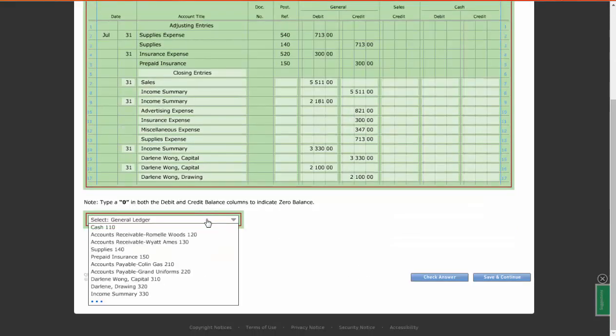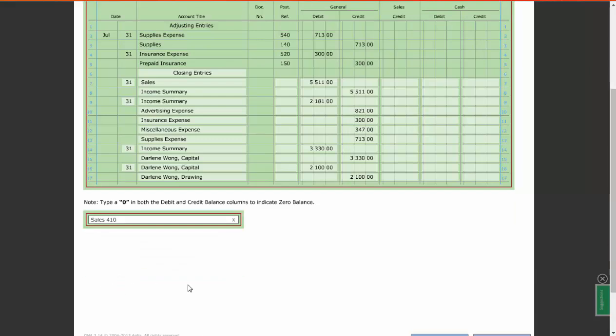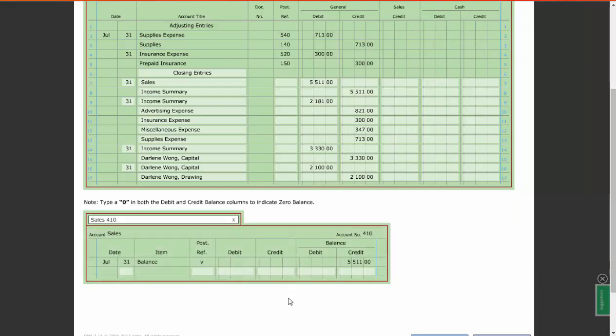So I'm going to find my account sales. And please look right here, this line that all of you are skipping over. If you don't do this, Aplia marks it wrong and I say you didn't read the directions. Note, type a 0 in both the debit and credit balance column to indicate a 0 balance. You have to do that. If not, Aplia will say wrong, because guess what? I said it out loud, and there are directions there.